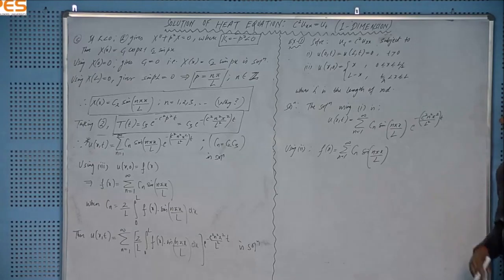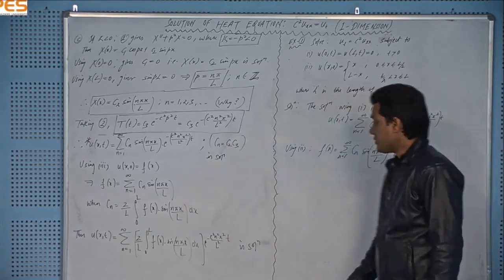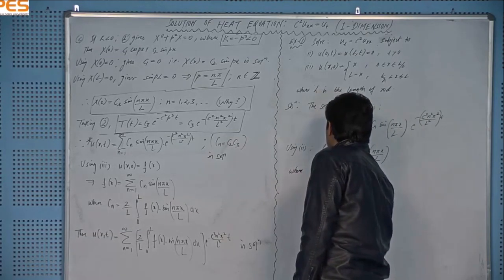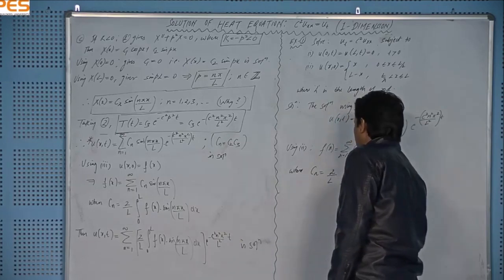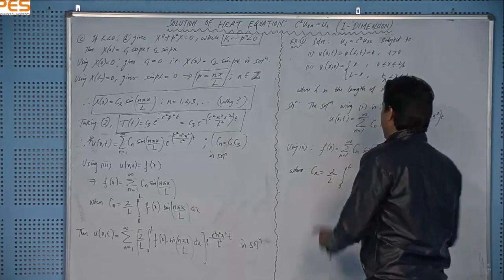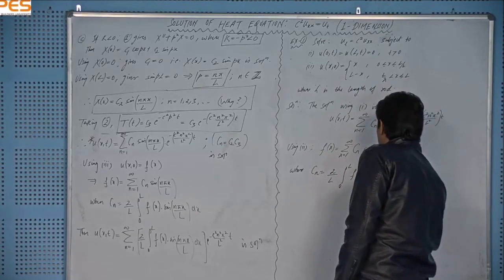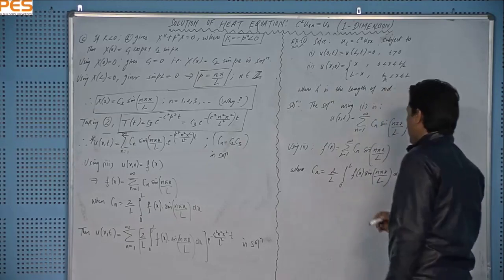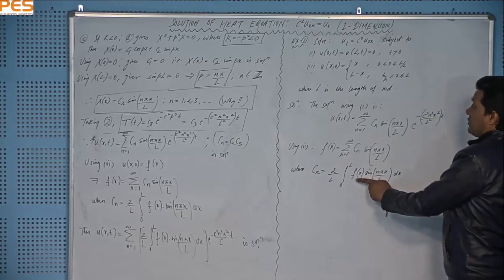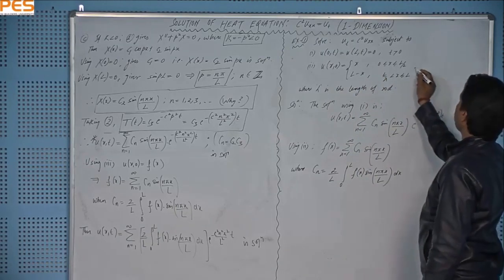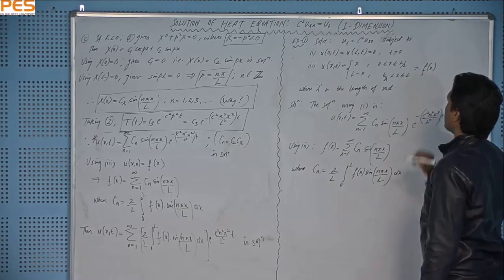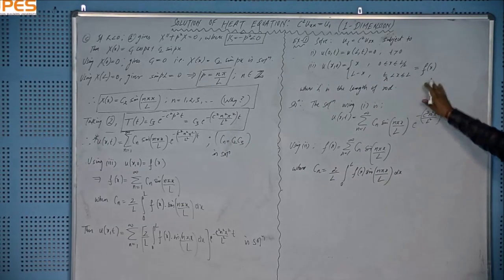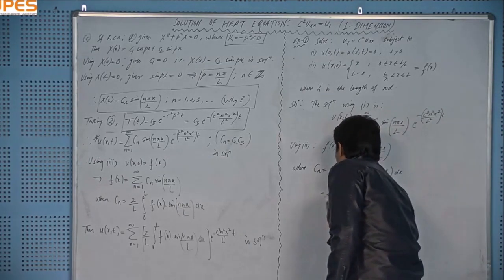Now comes the Fourier sine series, as we can see from here, where C_n is given by 2 over L, integration 0 to L, this f(x) and sine(n pi x over L) dx, right? And you can use this f(x) from here. This is the f(x). You can see that f(x) is defined for 0 to L by 2 and L by 2 to L, piecewise defined. You have to break this.